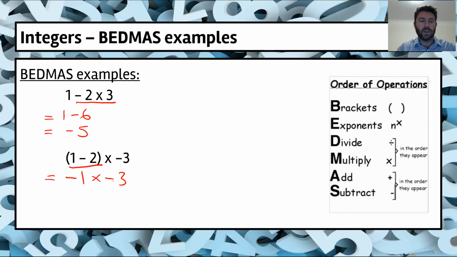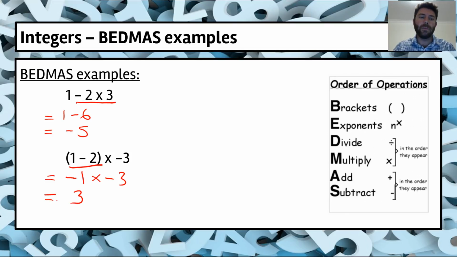I'll write the rest of the question in. Now do we have any brackets? No. Exponents? No. Division or multiplication? Yes, we do. We've got our multiplication here, and that's the only operation that we've got left. So it's minus 1 times minus 3. We've got 2 negatives, so we know that our answer is going to be a positive. 1 times 3 gives me 3, and our answer is positive 3.